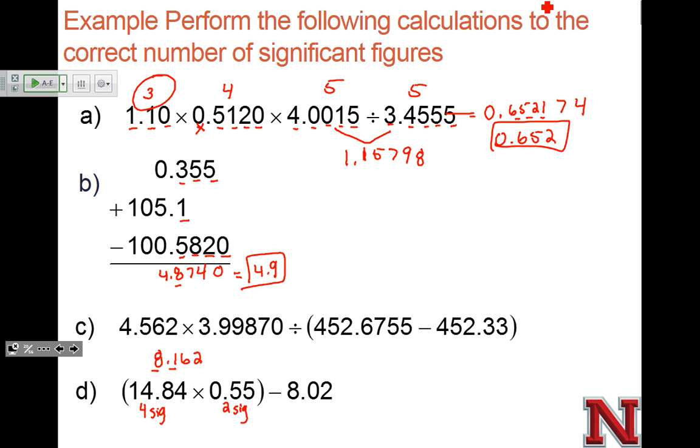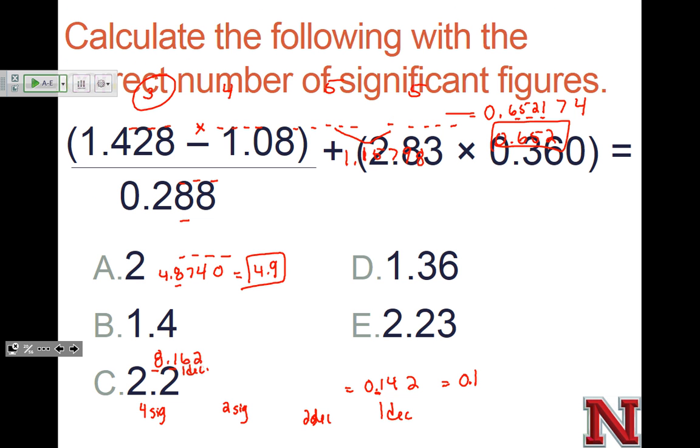Then we're subtracting. So that number equals 0.142. But we only have 1 decimal place that is significant in this example. So here we have 2. So we only want 1. So we're going to round that to 0.1. And then, like I said, I'm going to go over the iClicker one in the next slide. So I'm just going to skip C because of time.